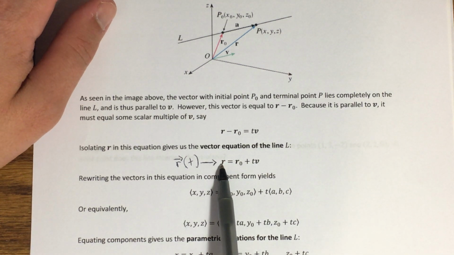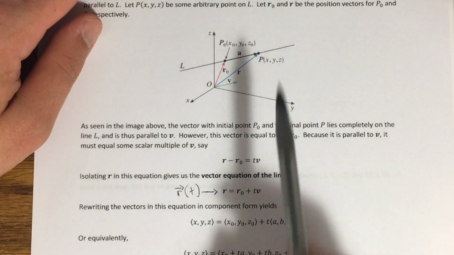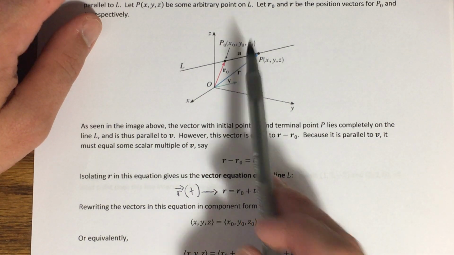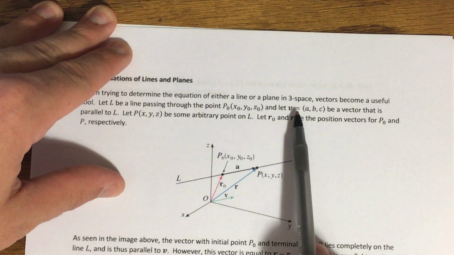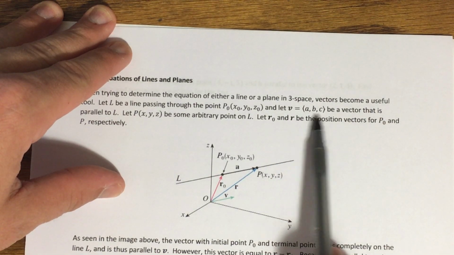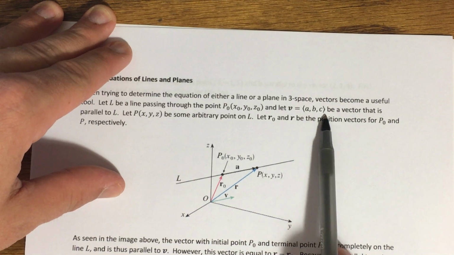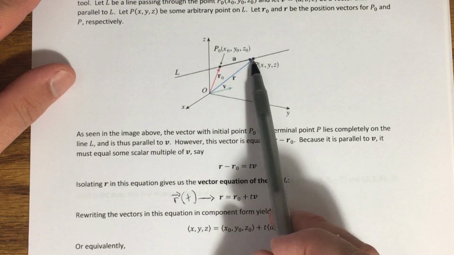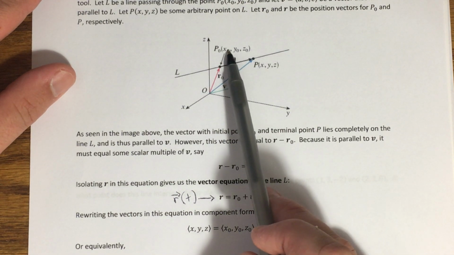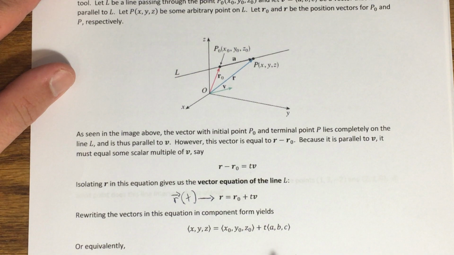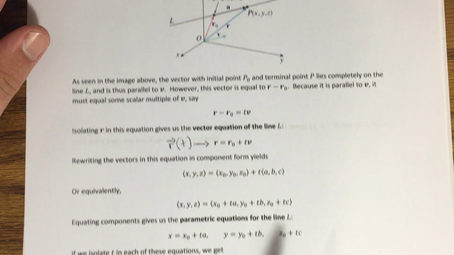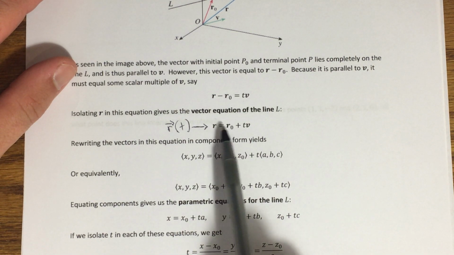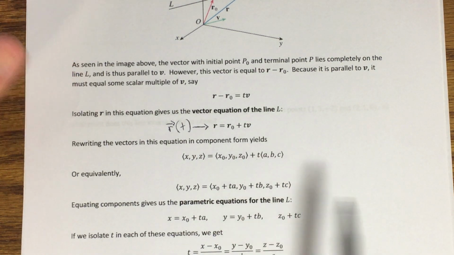Remember, r was the position vector for the point x, y, z. r naught was the position vector for the point x naught, y naught, z naught. And v, that vector that we were discussing before, even though I didn't mention it, it's right here. It has a, b, c as its component form. And because these two points are terminal points of position vectors, those coordinates would also be the components of those position vectors. So I'm going to rewrite the three vectors in this equation, r, r naught, and v, all in terms of their component forms.